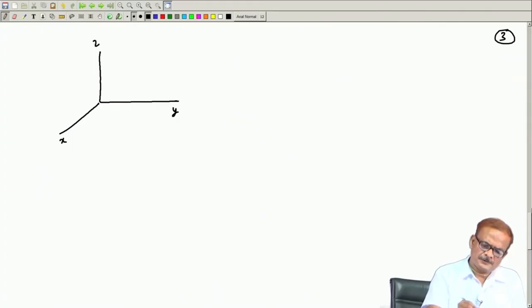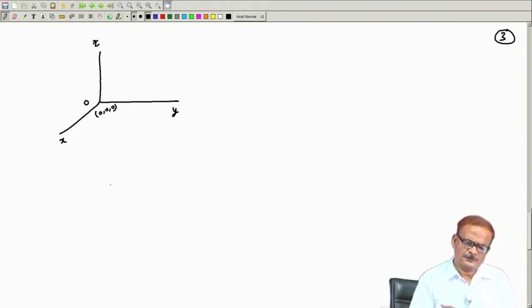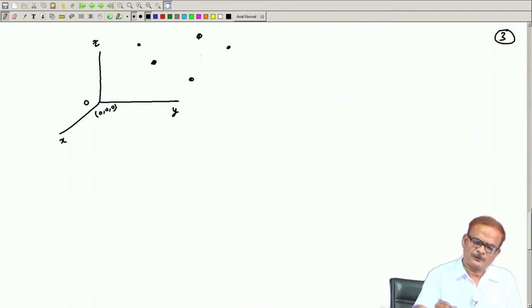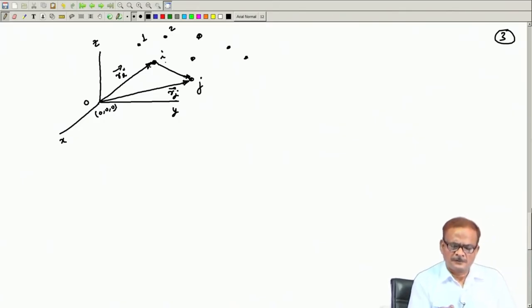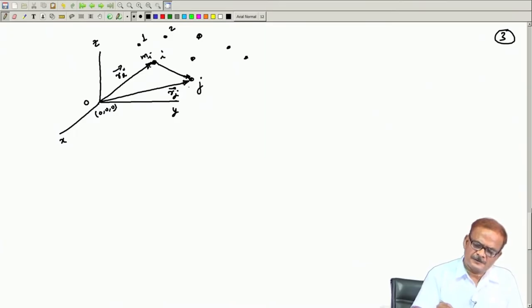So, this is the x, y and z reference frame. This is the origin, which we can show as O, and there are a number of particles, n particles. Let us say this is 1 and somewhere this may be 2, this is the I-th particle and this is the J-th particle. Here we show the position vector of this as R I and the position vector of J as R J. It is along the same line as what we have done for the two particle system. Its mass is m I and this mass is m J.